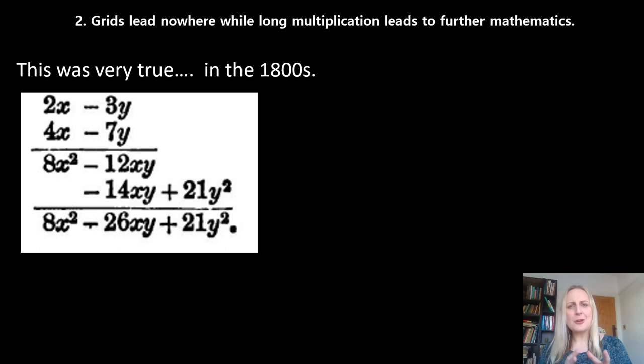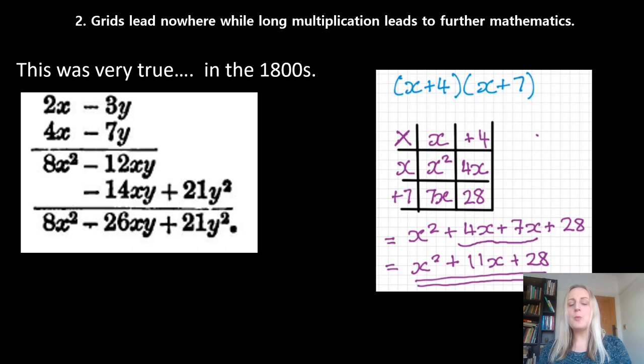To say that grids lead nowhere obviously confuses me, because we all know that grids lead to a lot of places. When I expand binomials, I just write them in double brackets and work horizontally. Although this year, for the first time, I taught my students both methods. So I taught them the way that I do it, which is basically write them horizontally and do each by each. But I also showed them the grid method, and about half of them decided that would be their method of choice. They really liked the grid method.